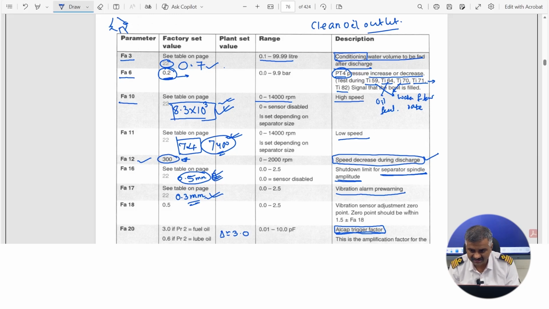Okay, vibration sensor adjustment, zero point. Here if we put 1.5 plus minus, FA18 is 0.5, so it is 1 to 2 mm. So basically what we are doing is adjusting the position of the vibration sensor in the range of 1 mm to 2 mm from the shaft. The vibration sensor adjustment point should be within the range of 1 mm to 2 mm.